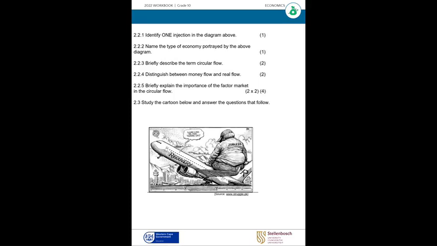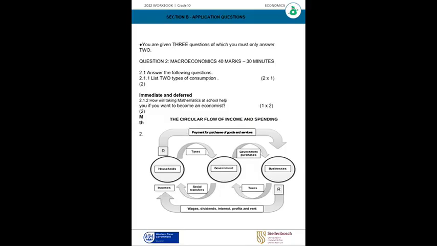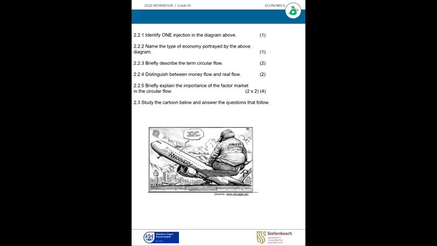Name the type of economy portrayed by the above diagram. So again, we need to go back and look at the diagram and see. We see there they've got a household, they've got government, and they've got businesses. There is absolutely no foreign sector being shown anywhere. So therefore, I now know the economy that I'm dealing with is a closed economy. Once again, only for 1 mark, right? Not a very difficult question.